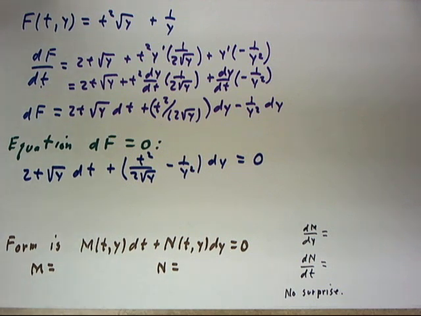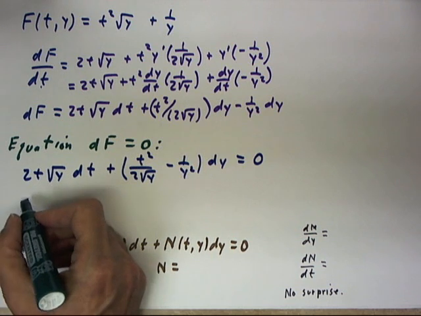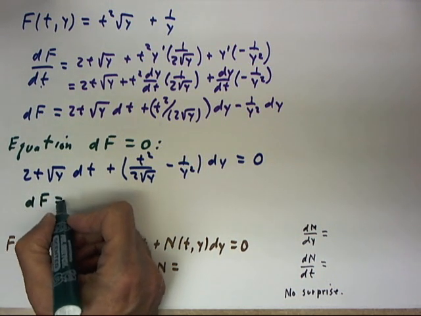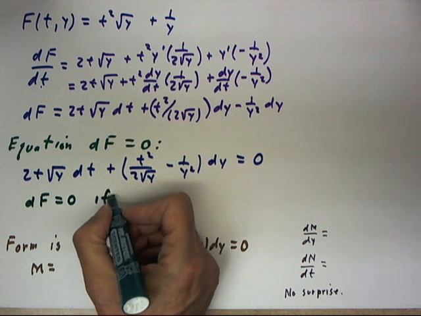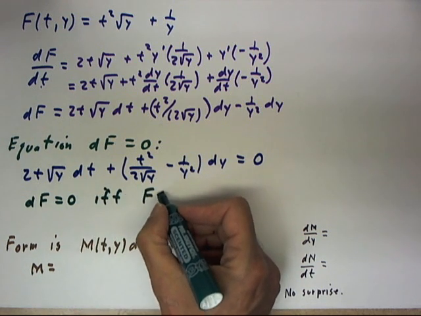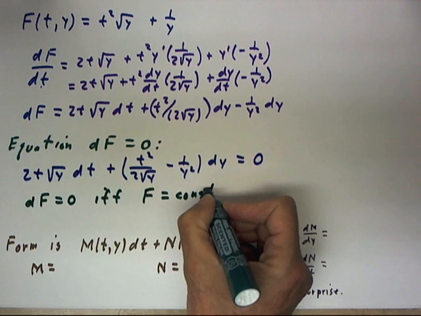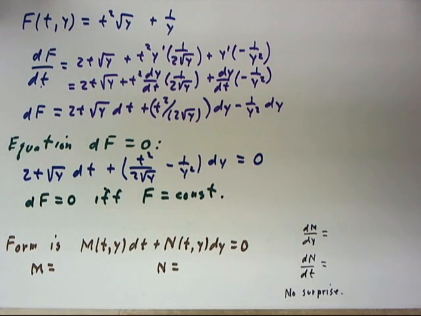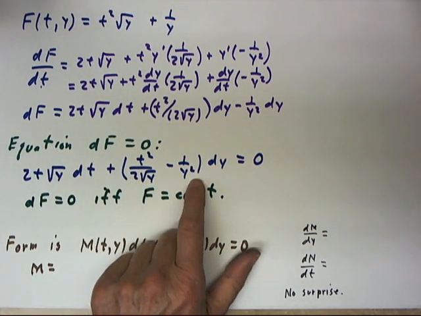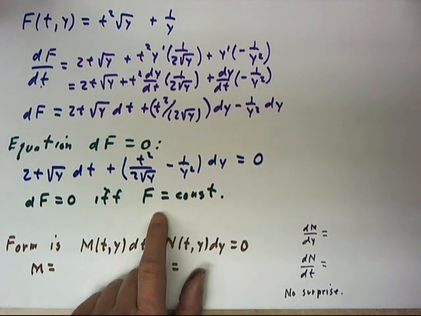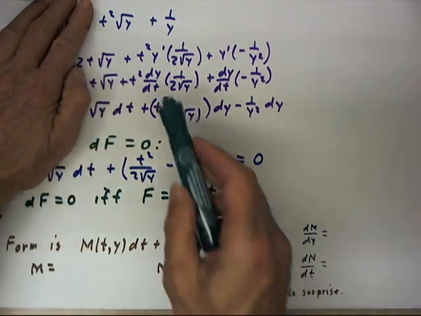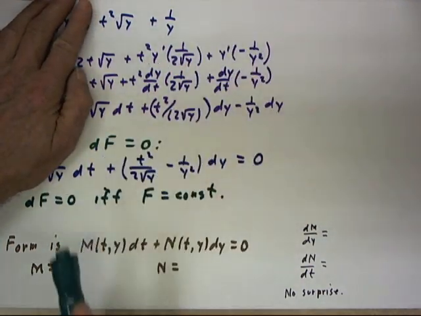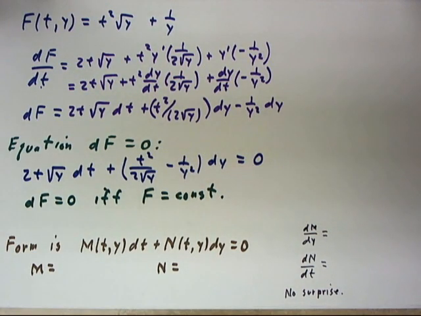Now, again, it might not be completely obvious what the advantage of this is, but I'll write out a statement here that df equals 0 if and only if f equals some constant. So again, this equation has a solution which consists of this expression equal to some constant, and that could be any constant, arbitrary constant.